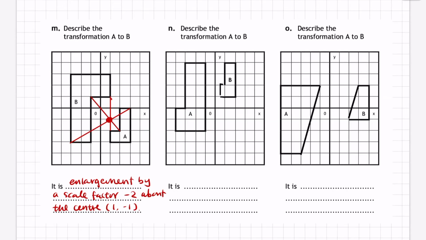Could you try this one for me? Write it down. Answers will be in the description box. Only check when you have done it yourself. Okay, are you ready for the second question?